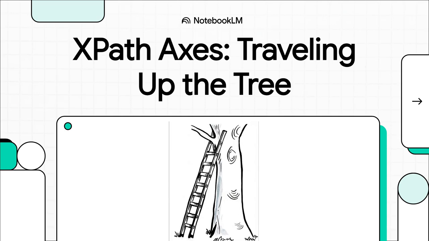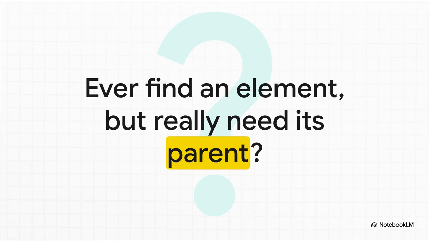Welcome to The Explainer. Today, we're going to tackle a really common challenge in web automation. How do you move upwards in the HTML structure? You've probably been there, right? You write this absolutely perfect XPath. It finds your button, finds that piece of text, but the thing you actually need to click or check is its parent, or maybe its grandparent. So how in the world do you go backwards?